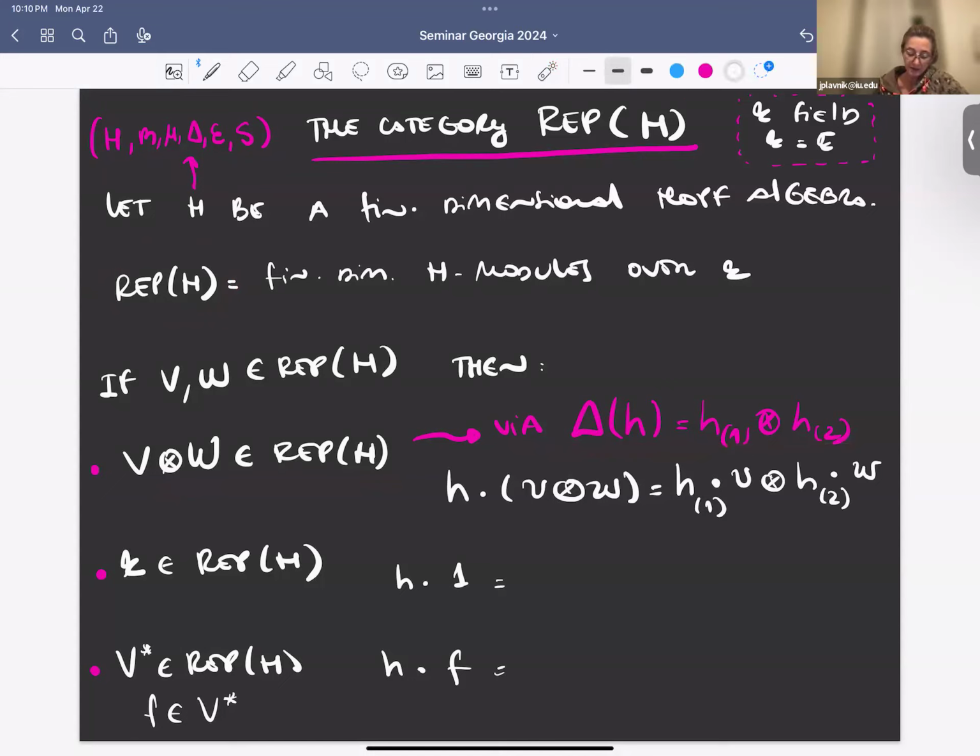Another thing that is nice is that the field is also a representation in this case. And how do we give the field the module structure? In this case, we do it via the counit.